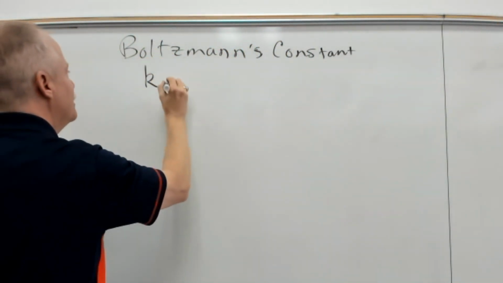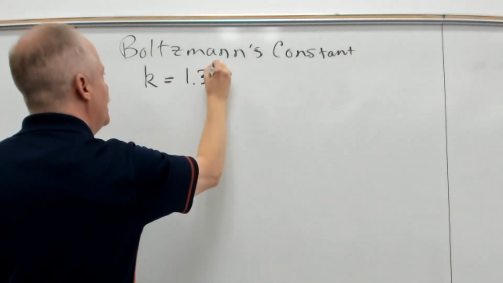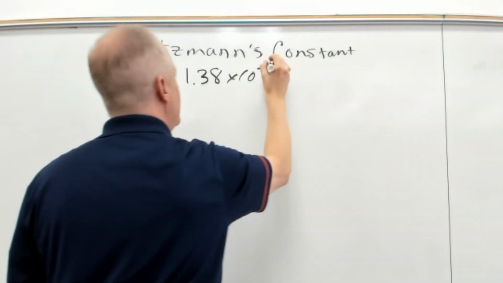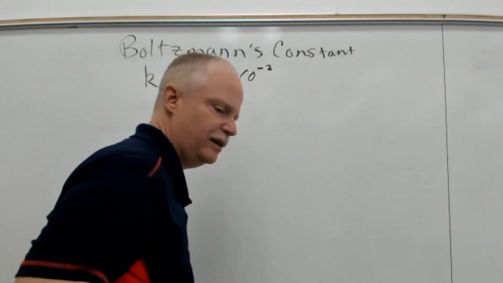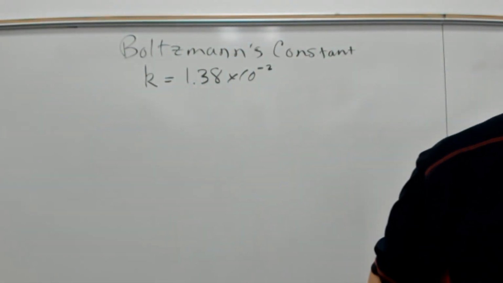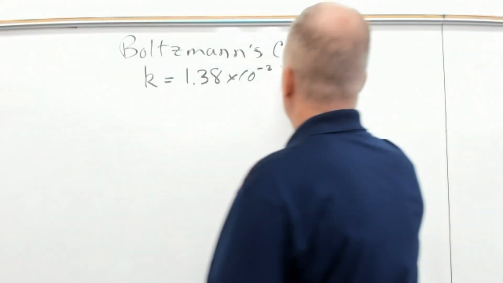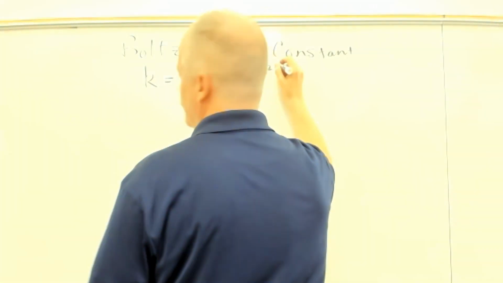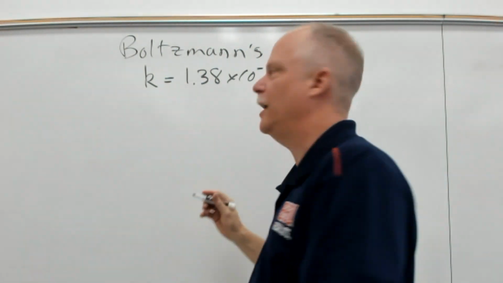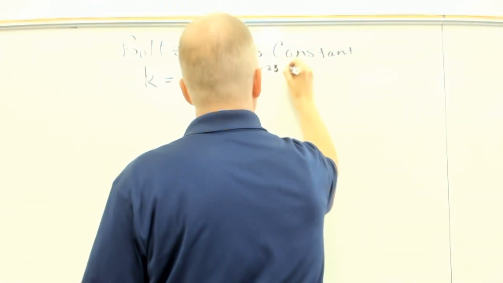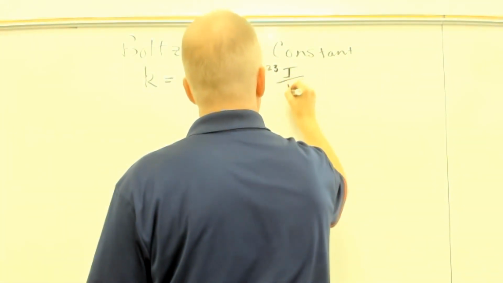Typically given the constant K, 1.38 times 10 to the negative 23. Yeah, so just like Avogadro's number, but with a negative. So 10 to the negative 23 joules per Kelvin.